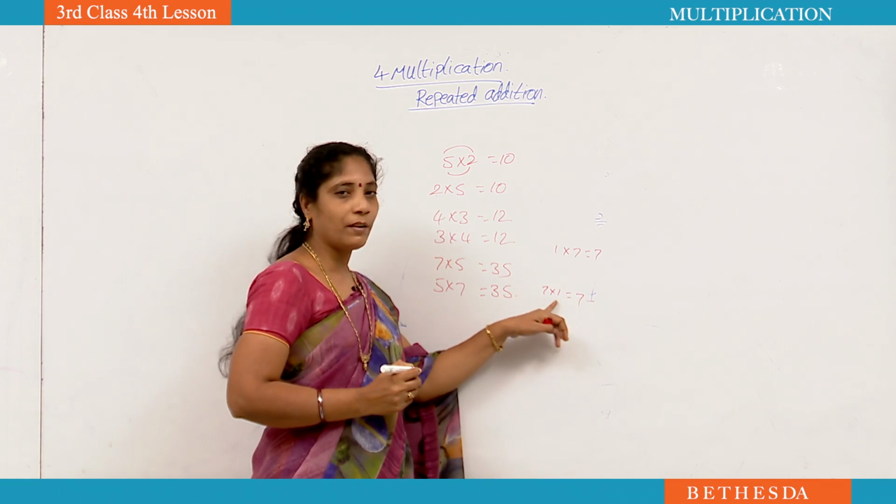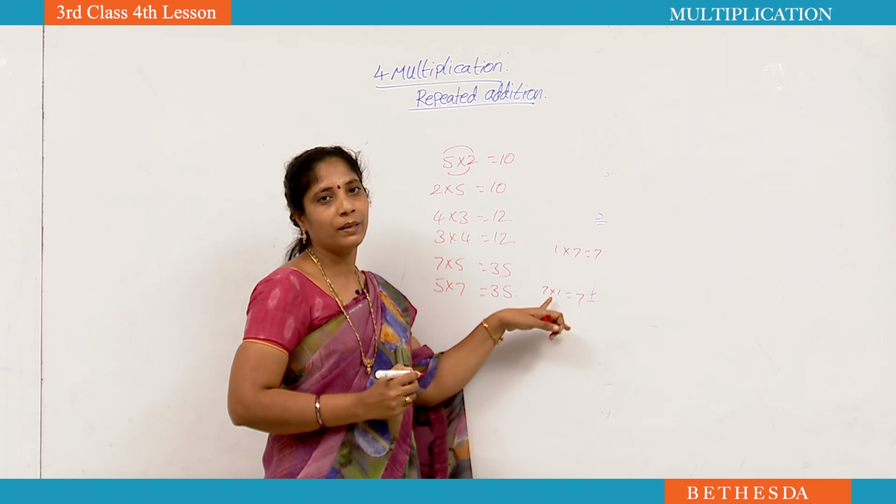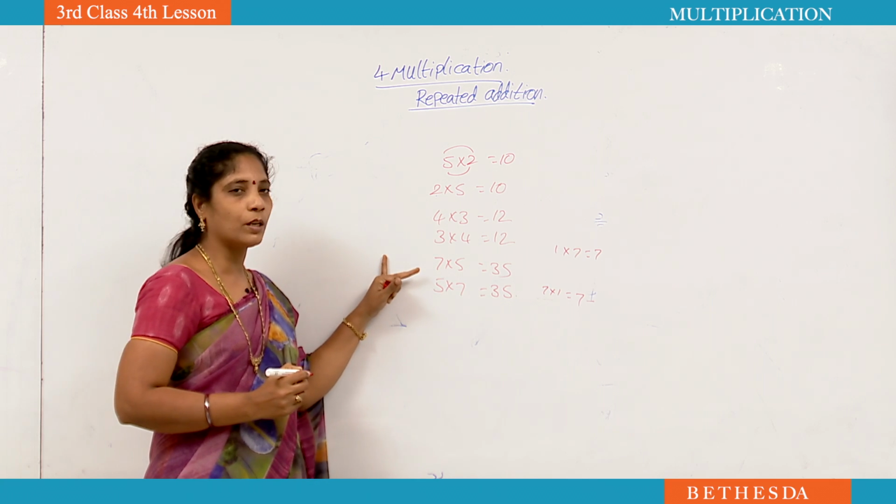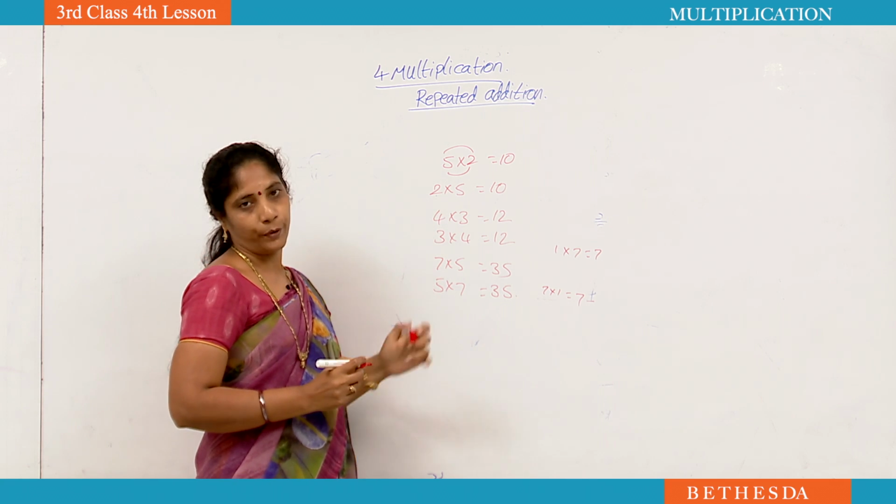Okay, you told me 7 ones, we will write like that only. No problem, write like that only. Why? Because if you change the order of the numbers also, we will get the same product.